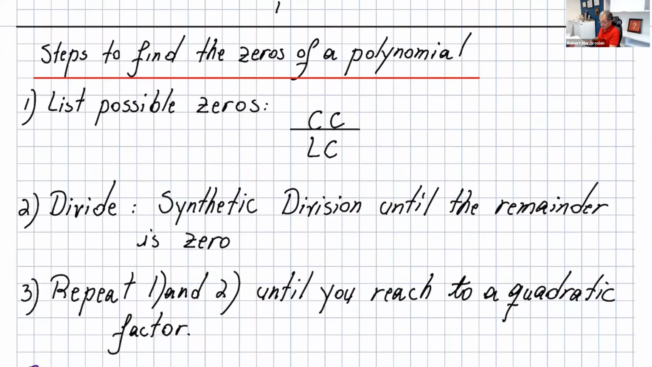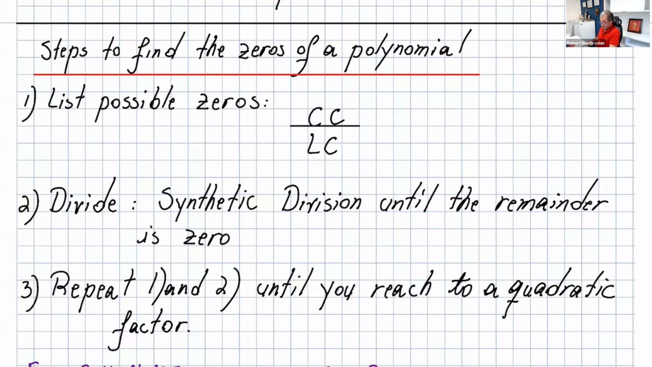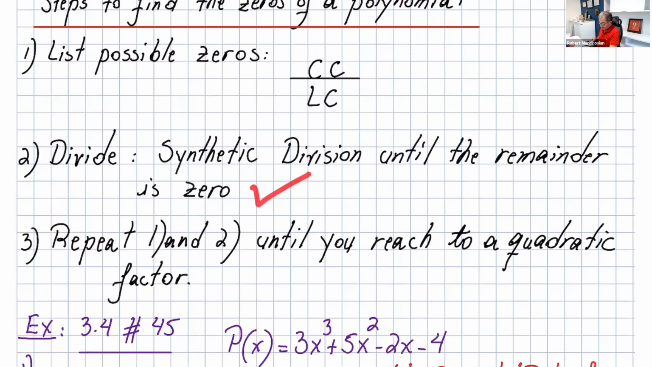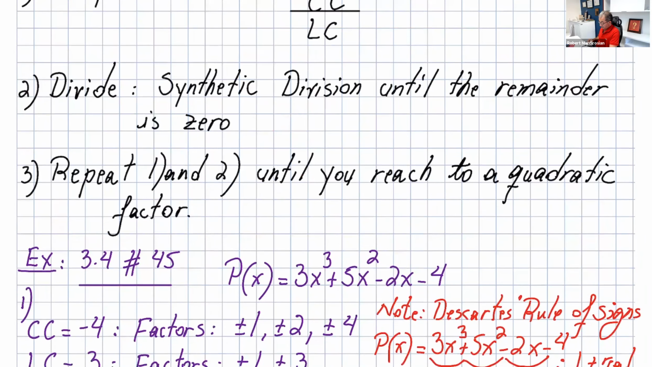Now, these are the steps to find the zeros of a polynomial. First, list all the possible zeros. The possible zeros are the constant coefficient factors divided by the leading coefficient factors, all the possibilities. I'll show an example. Then divide, using synthetic division, until the remainder is 0. Be patient, I'll go over that. And repeat steps 1 and 2 until you reach a quadratic factor. Then you can find the zeros of the quadratic by using the quadratic formula.